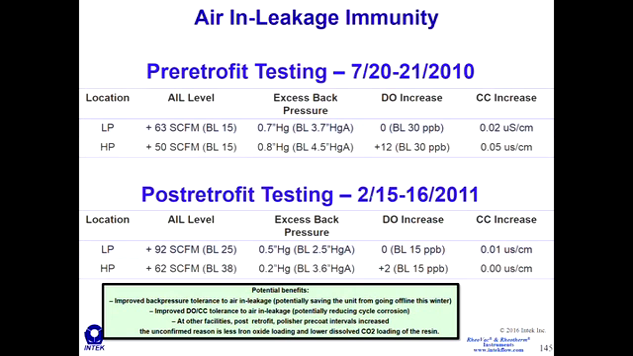Here's some more information if you're interested about the air in-leakage immunity. Some things that I want to point out: we talked about the dissolved oxygen increase being much less for large amounts of air in-leakage increase. And then what's added here that wasn't on the other slide is the cation conductivity increase. Almost no cation conductivity increase due to dissolved CO2 after the retrofit, but there was quite a bit of increase before the retrofit.